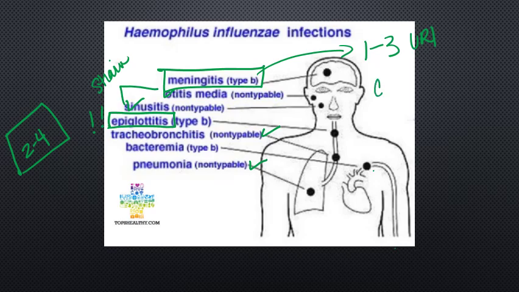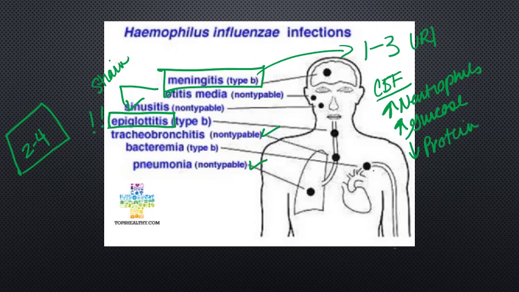So when you do the CSF tap, the spinal tap, you're going to see a lot of neutrophils, so high PMNs. You're going to see kind of a higher than normal glucose concentration, and you're going to see a lower than normal protein concentration. If you see this trifecta with the other symptoms of bacterial meningitis, that's a really good indicator that you have bacterial meningitis.